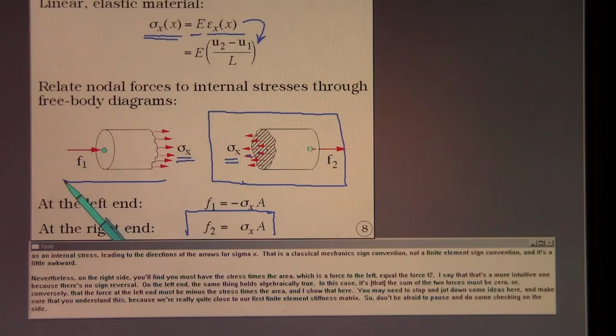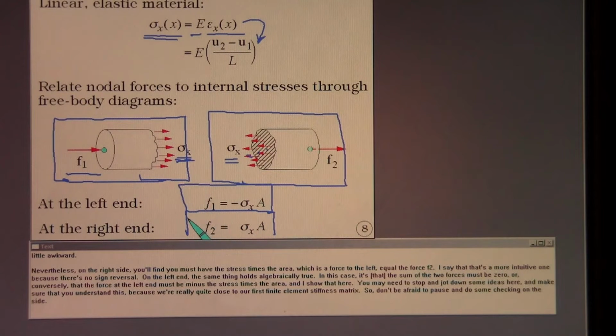But on the left end, the same thing holds algebraically true. In this case, the sum of the two forces must be 0, or conversely, the force at the left end must be minus the stress times the area, and I show that here. You may need to stop and jot down some ideas and make sure that you understand this, because we're really quite close to our first finite element stiffness matrix. So don't be afraid to pause and do some checking on the side.